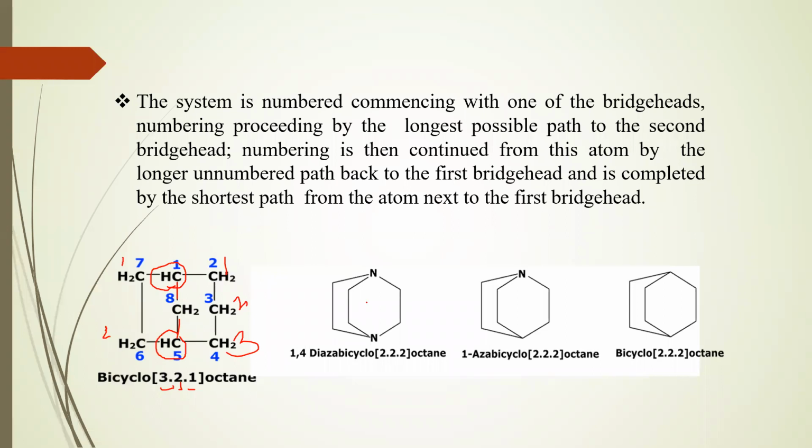Again, in the case of heteroatoms, the numbering starts from the heteroatom: 1, 2, 3 and 4. The 2 nitrogens are at the 1,4 positions. Therefore, 1,4-diaza; nitrogen is represented as aza. And therefore, 2 nitrogens, so 1,4-diaza bicyclo system. And there are 2 CH2 groups.